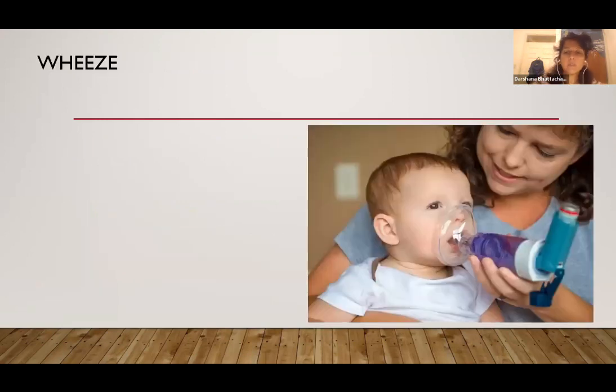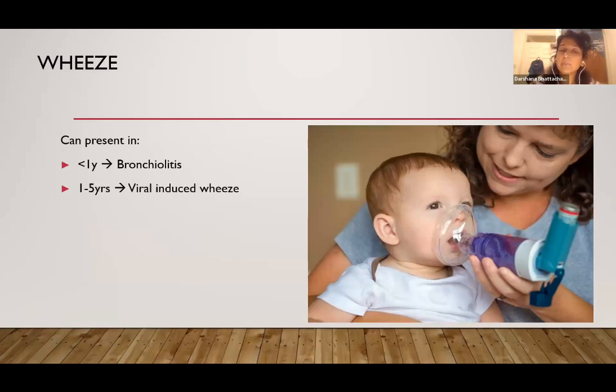So next we're going to talk about wheeze. Now this is quite a broad subject in itself. It can present in children less than 1, and we call it bronchiolitis. In the 1 to 5 year age group, we refer to it as viral induced wheeze. And over 5s, the presentation tends to fall in line with asthma. For the purposes of today's talk, I won't be covering asthma because it is a huge subject in itself, and I'll be chatting more about bronchiolitis and viral induced wheeze.